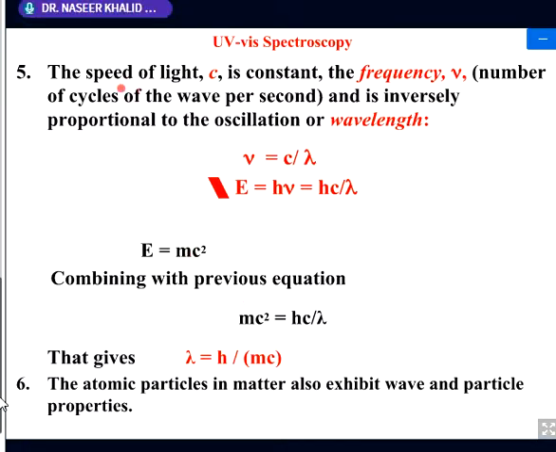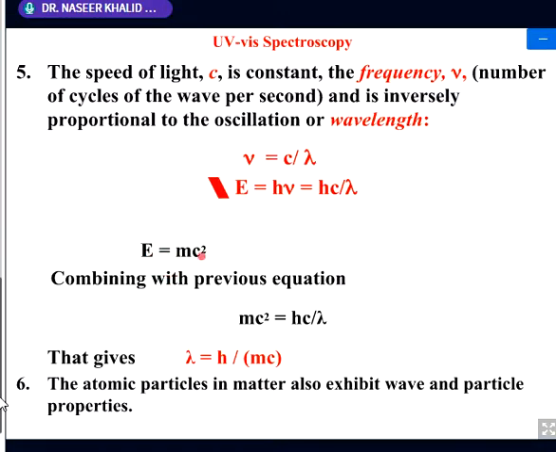Next point is, we know that the speed of light is c, always constant. The frequency is the number of cycles, and this frequency is inversely proportional to the wavelength. So the relationship between the light frequency and the wavelength is nu is equal to c over lambda. This is delta E, the change in energy, that is equal to h nu. We have already studied this equation, and then that is equal to hc over lambda.